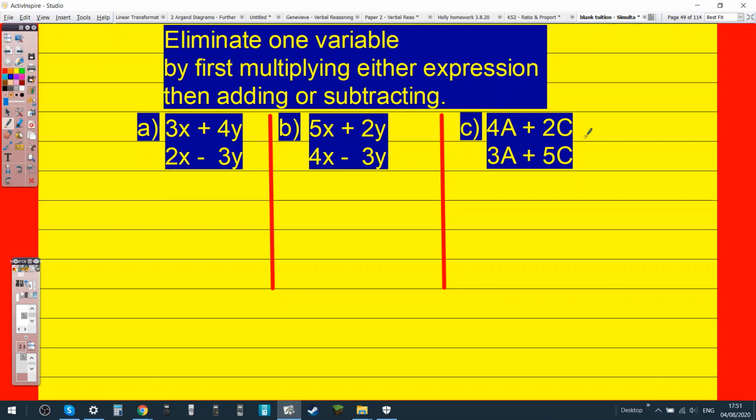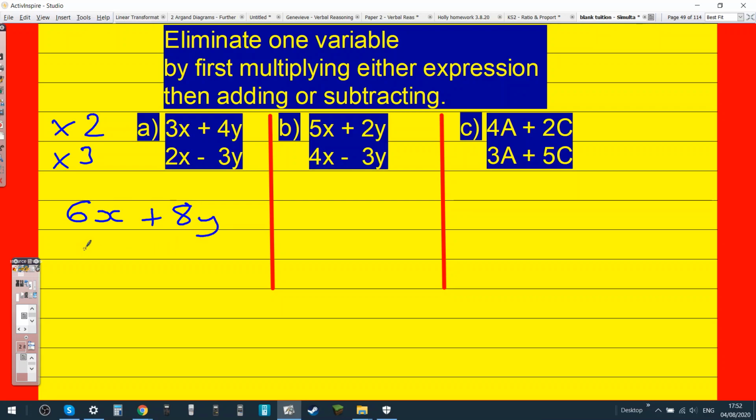Let's try the last one. How would you get something the same here? Okay. So you need to make it either just y or x. Yep. So you can times the top by 2 and times the bottom by 3. So it would be 6x plus 8y and 6x plus 9y. Minus them. And then how would you eliminate the x's now that they're the same?